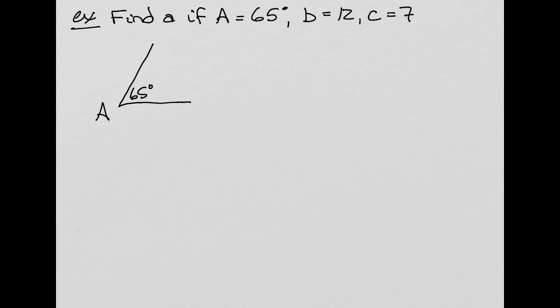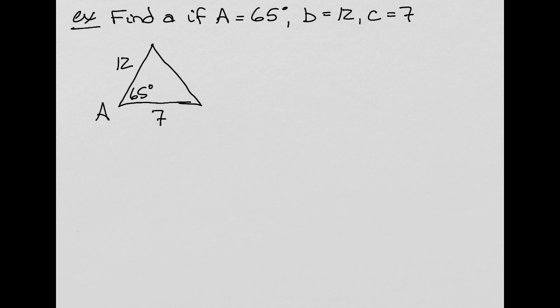Side B, well, that's next to angle A, so we'll put it there. Side C is 7, also next to angle A, so we'll put it there, which means my triangle is something like that. If we try to use the law of sines here, we can't do it. We don't have the right information to use the law of sines.